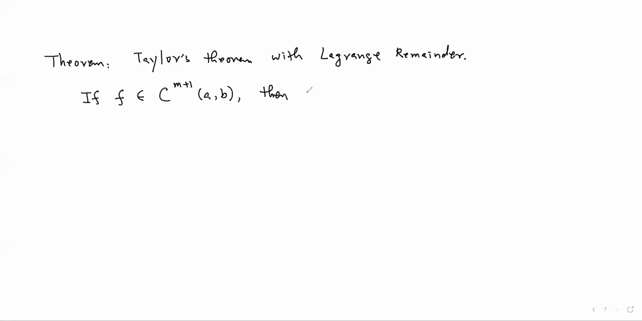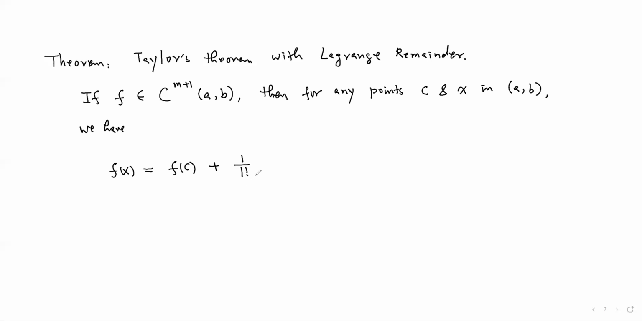Then, for any two points c and x in the open interval (a,b), we have the following formula. f(x) is equal to f(c) plus 1 over 1 factorial f'(c) times (x minus c), plus 1 over 2 factorial f''(c) times (x minus c) squared.